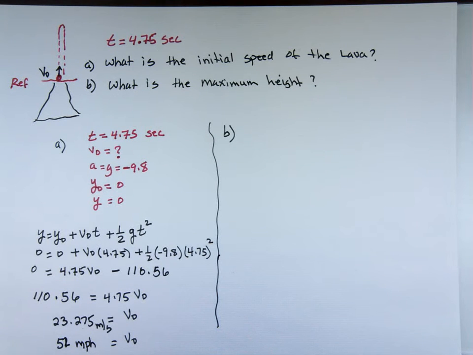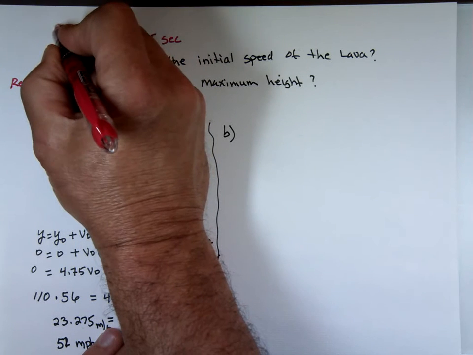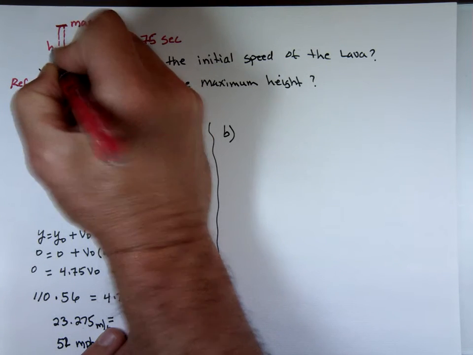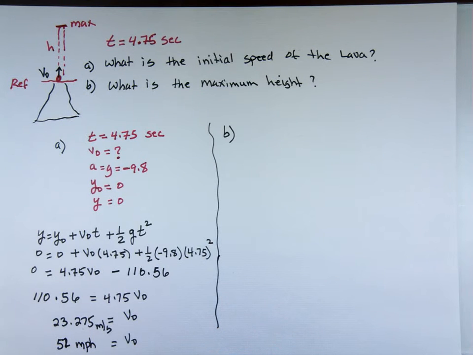Actually, part B will tell us how high it's going to go. Let's look at part B. This is the maximum height right here. Let's call this distance h. We're looking for it. How high did it go?